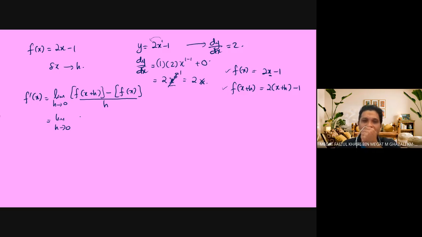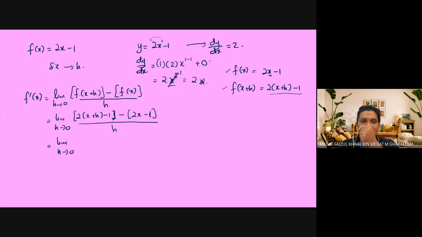So then what we get here now, f(x+h): 2(x+h) minus 1, minus f(x), where f(x) equals 2x minus 1, all divided by h. Okay, now limit of h approaching to zero.